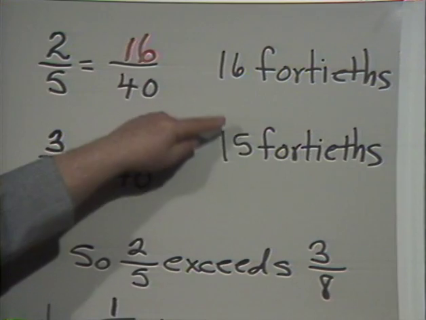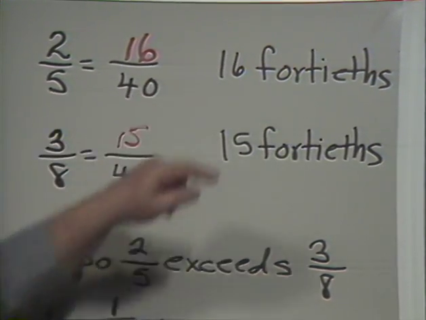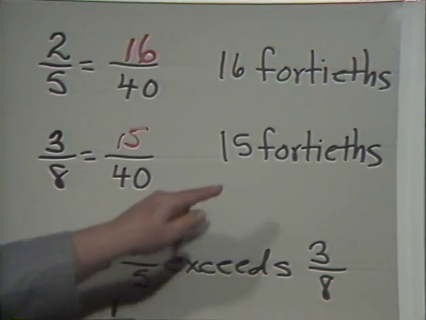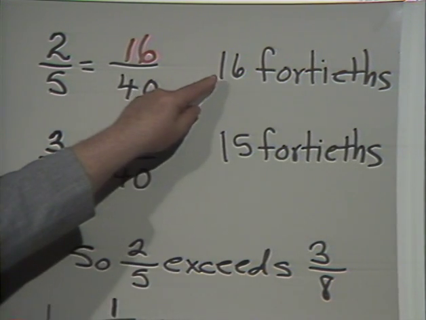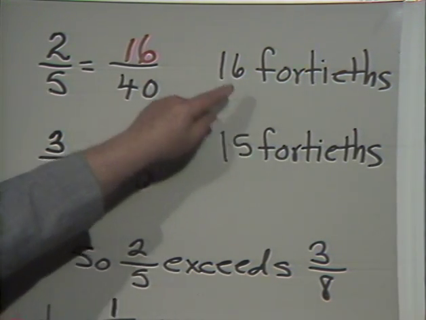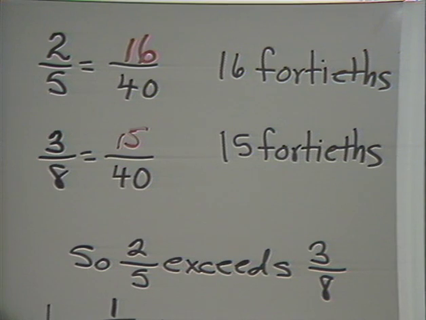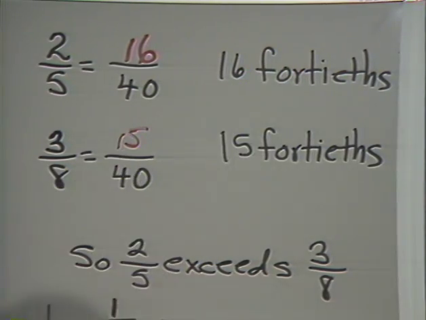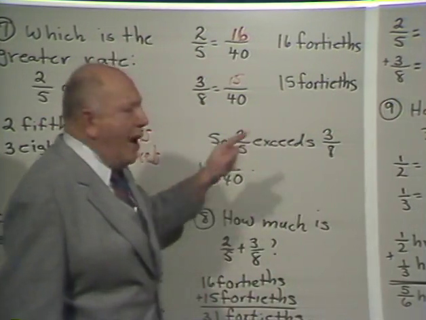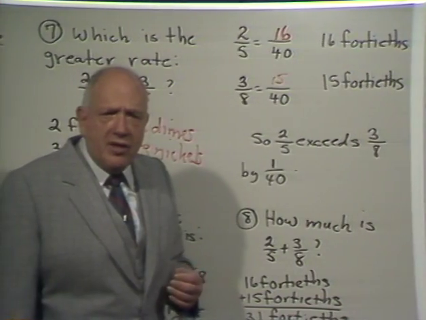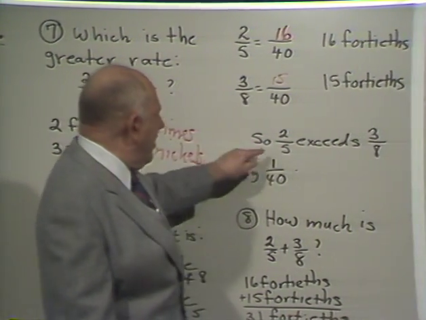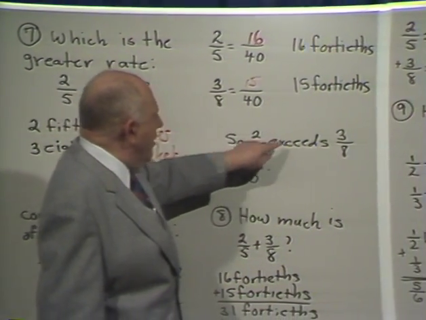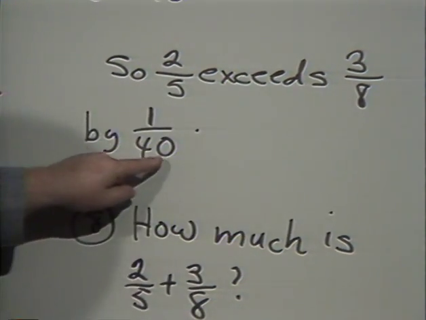By how much? Well, the difference between 15 and 16 is 1. 1 what? 1/40th. You see, when we compare 40ths, 16/40ths is 1 more 40th than 15/40ths. You see how the whole numbers appear here? The denominator now becomes the denomination. Now, when I write this in the language of fractions, it may appear scarier. We say, 2/5 exceeds 3/8 by 1/40th.